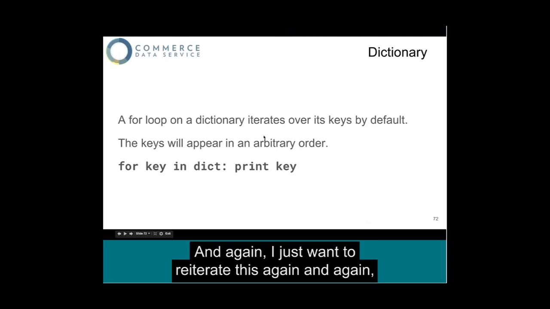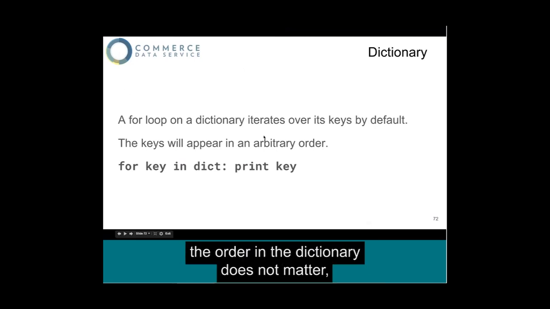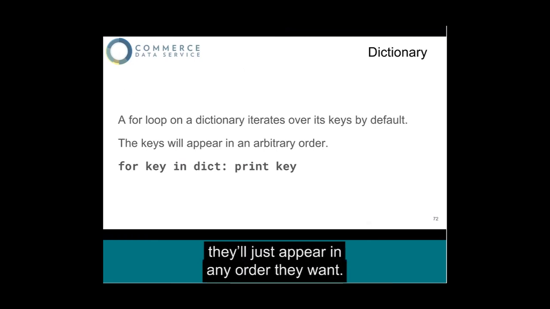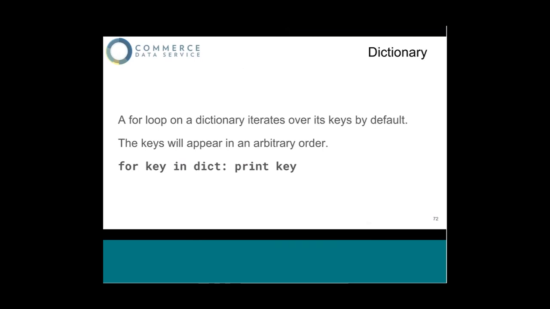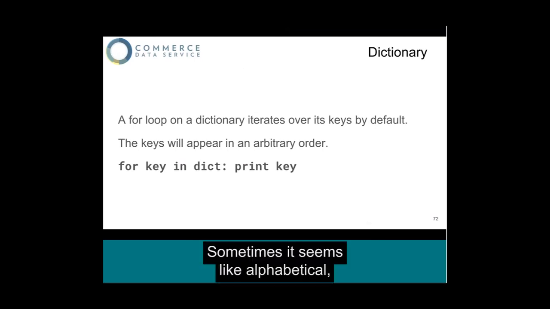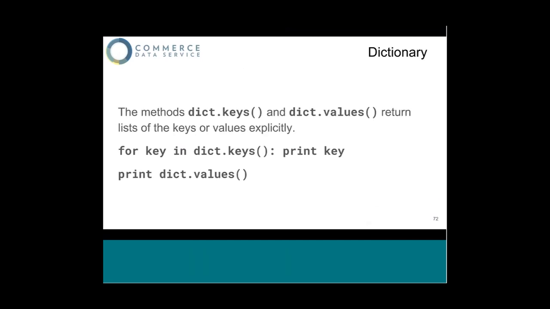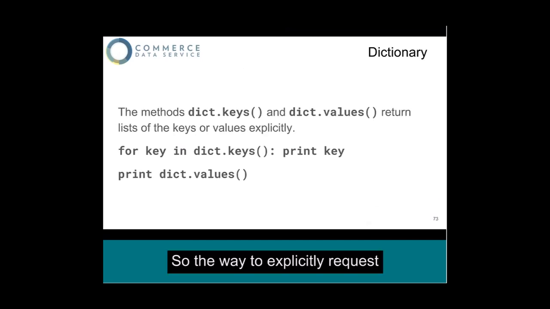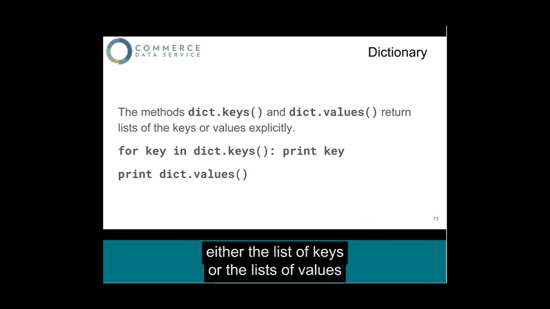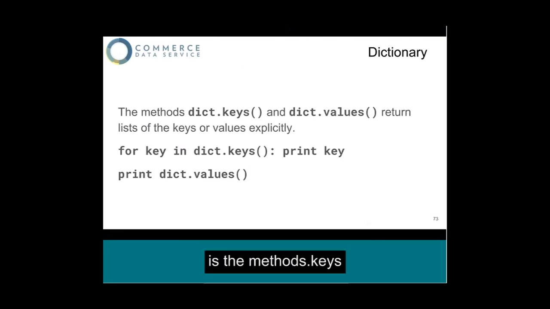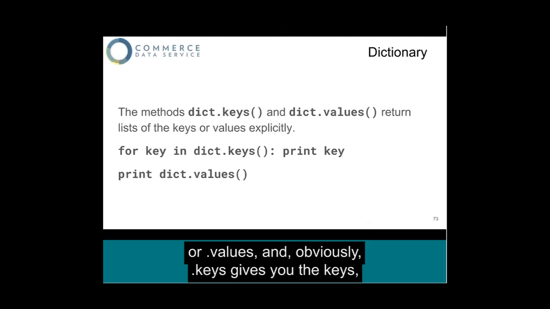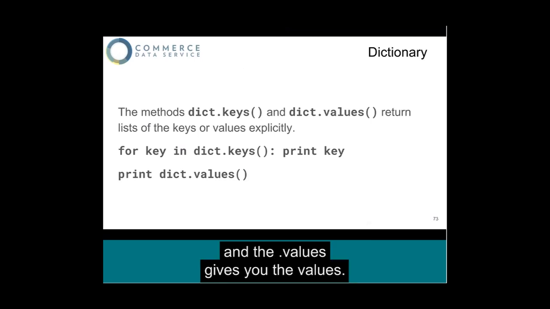And again, I just want to reiterate this again and again. The order in the dictionary does not matter. They'll just appear in any order they want. Sometimes it seems like alphabetical, other times it doesn't. There's just no way to tell. So the way to explicitly request either the list of keys or the list of values is the methods .keys or .values. And obviously .keys gives you the keys, .values gives you the values.